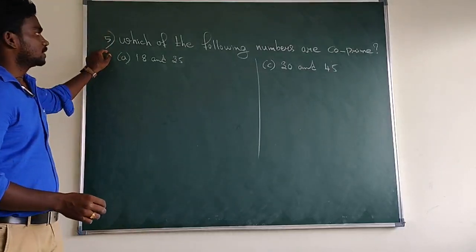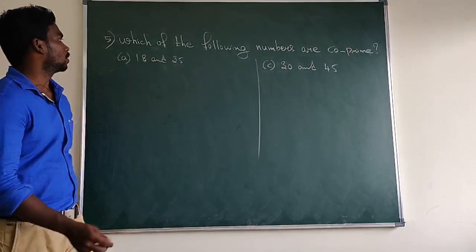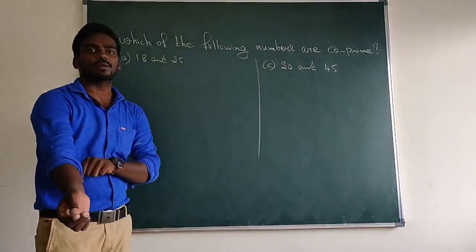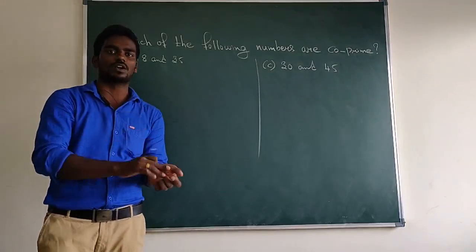Next our fifth question is, which of the following numbers are co-prime numbers? So first one is 18 and 33. What is the concept of co-prime numbers? Co-prime numbers are numbers for which the common factor is 1 only.